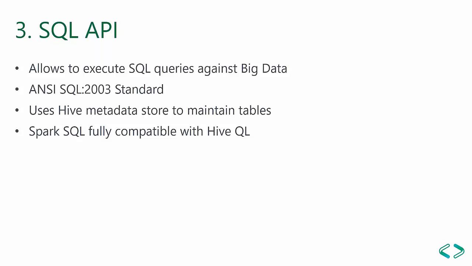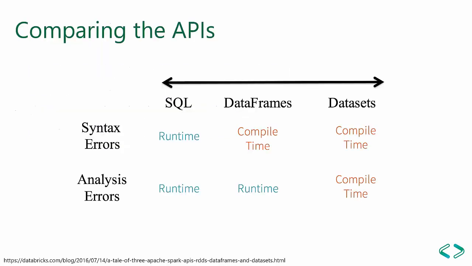Okay, let's compare these three APIs. You have SQL, DataFrames, and Datasets. Now if you are concerned about compilation, with SQL, syntax errors happen at runtime, as well as analysis errors at runtime. But if you go for the data frame, syntax errors happen at compile time and analysis errors happen at runtime. Now with the dataset, syntax errors you can identify at compile time, which means that when you write the code, as well as the analysis errors, again at compile time. So as I said, dataset is used when you want to impose type safety on your data.